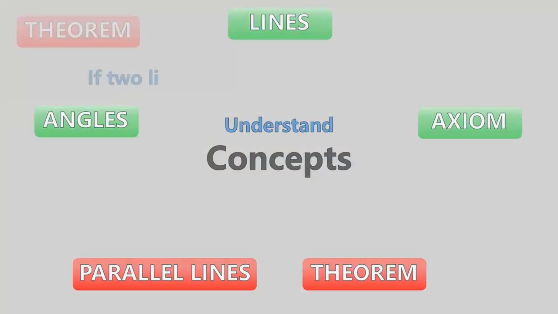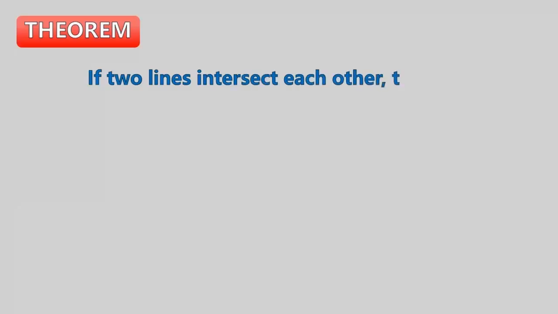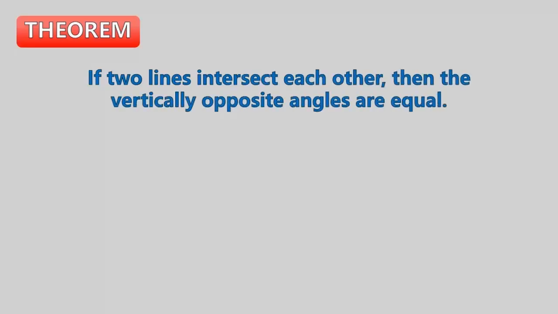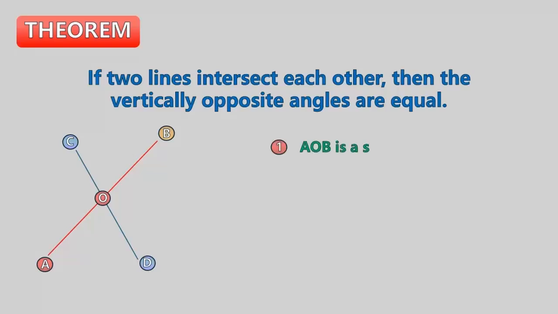Let's look at the theorem. If two lines intersect each other, then the vertically opposite angles are equal. So if we consider two segments AB and CD which intersect at O, we have to prove that the vertically opposite angles, that is COB and AOD, are equal, and the other set of vertically opposite angles are also equal. So if you note, AOB is a straight line, right? Because it's a straight angle, so it makes 180 degrees.